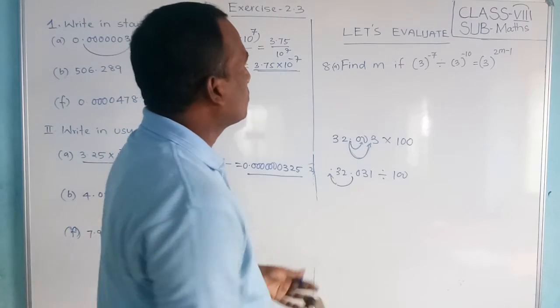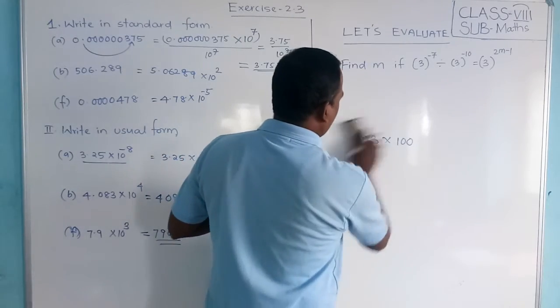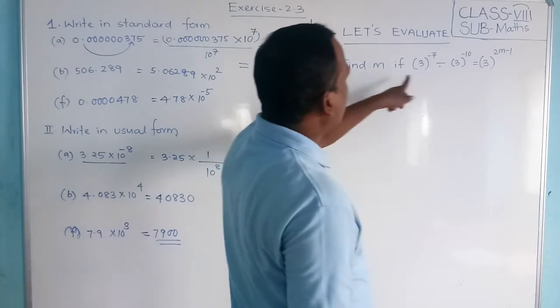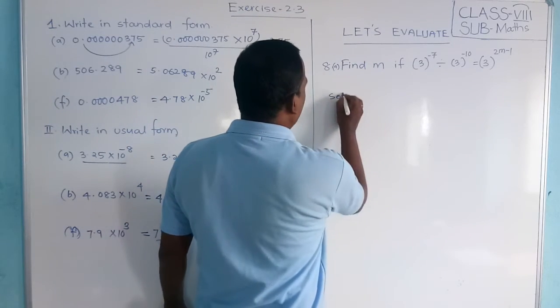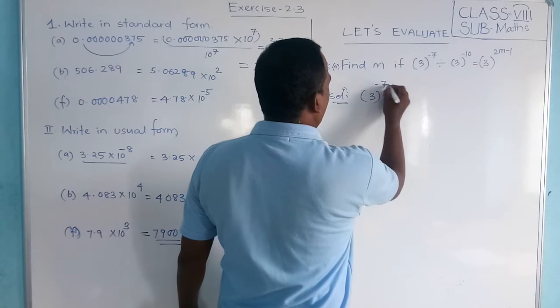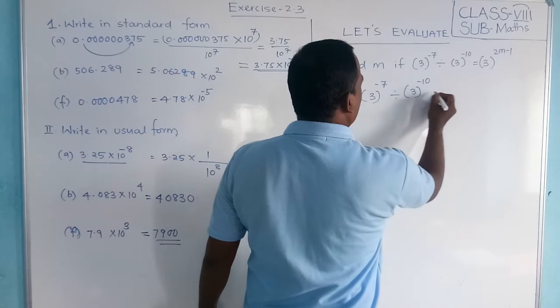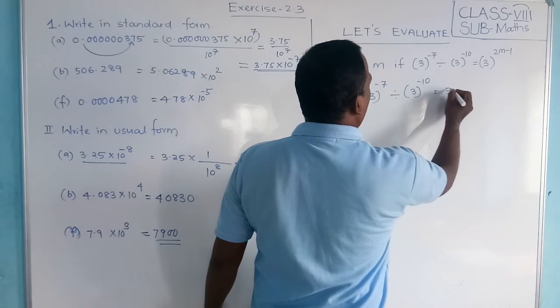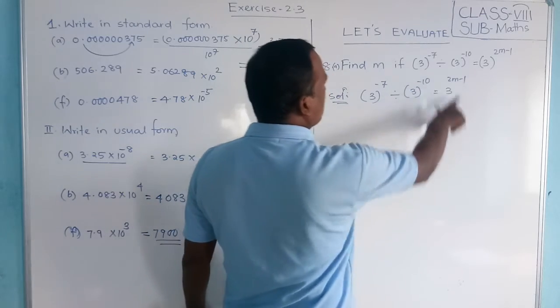So see here, friends. Here I have written one problem with exponents that you observe. The solution is right here. It is very important also. 3 to the power minus 7 divided by 3 to the power minus 10 is equal to 3 to the power 2m minus 1. You have to find the m value.